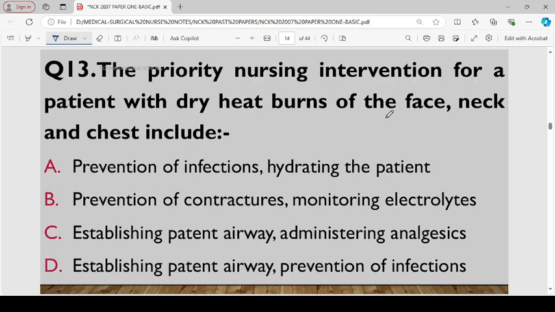The primary nursing intervention for a patient with dry heat burns of the face, neck, and chest include, all right, we have nurse A to D. Have a minute.